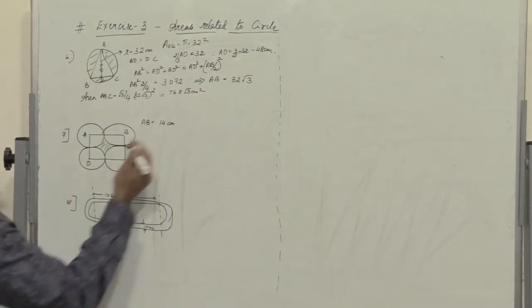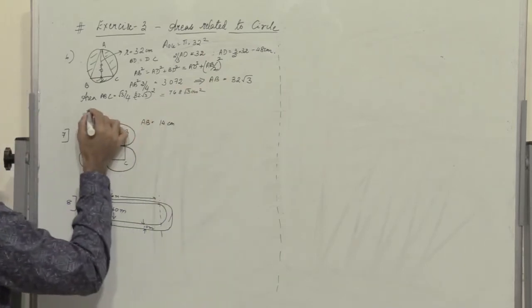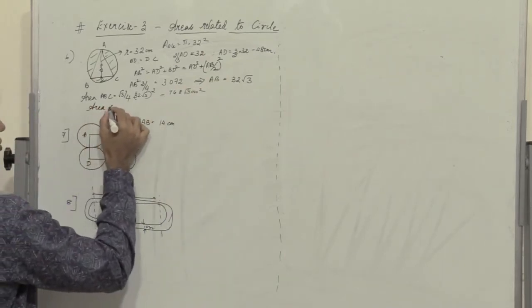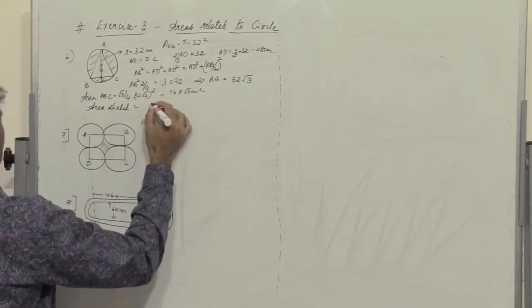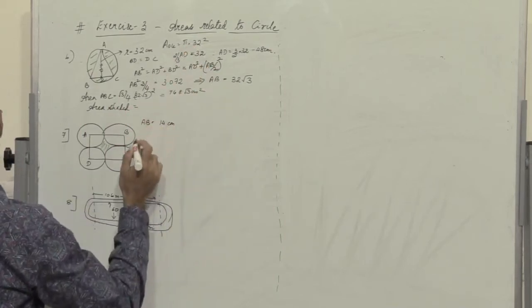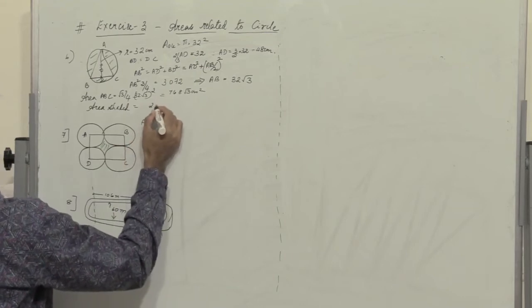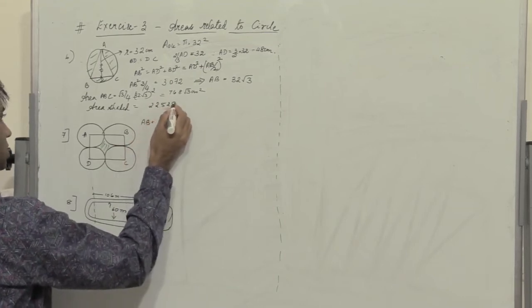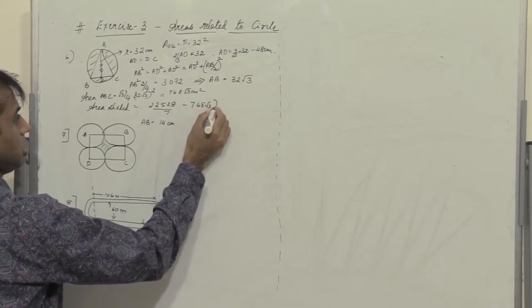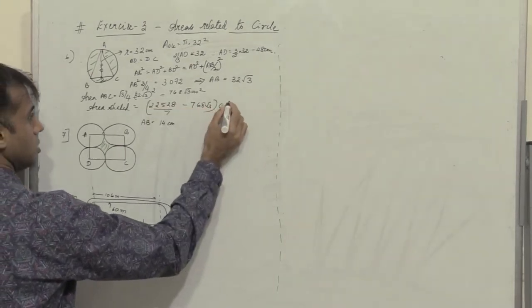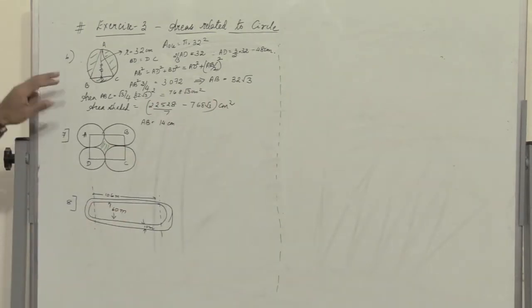So we need to subtract these two. So the area of the shaded region equals pi into 32 square, which is 22528 by 7, minus 768 √3 centimeter square. So this is the area of the shaded region.